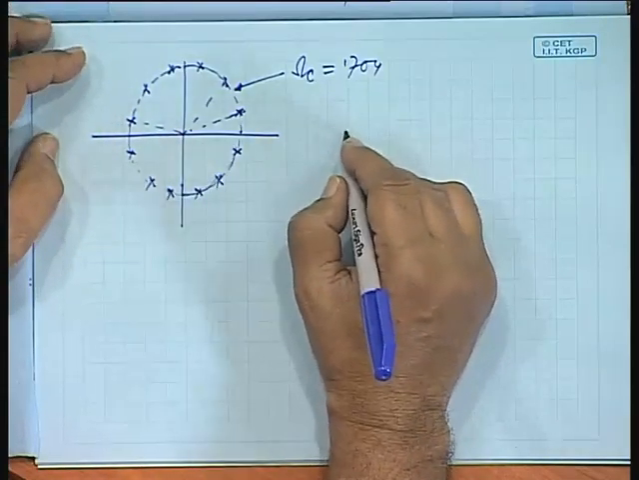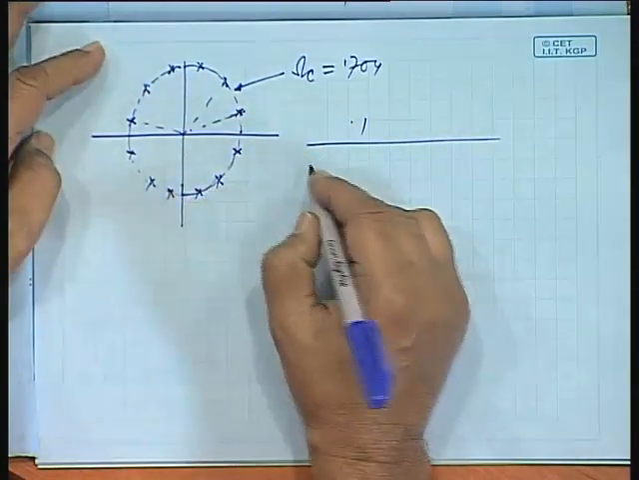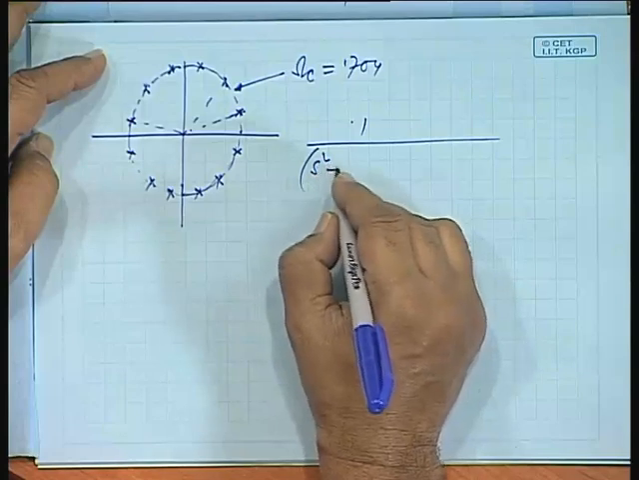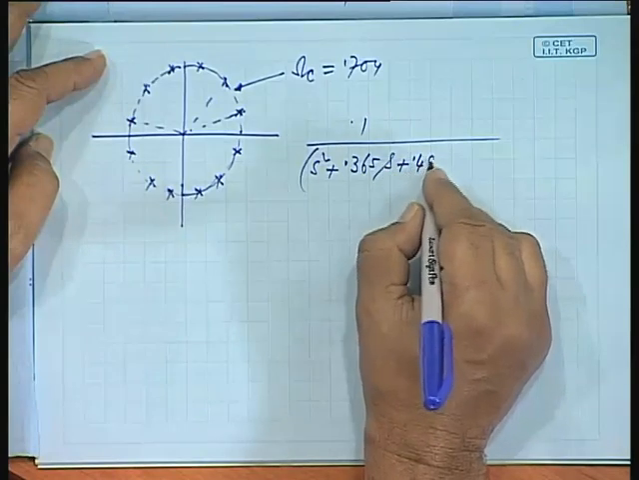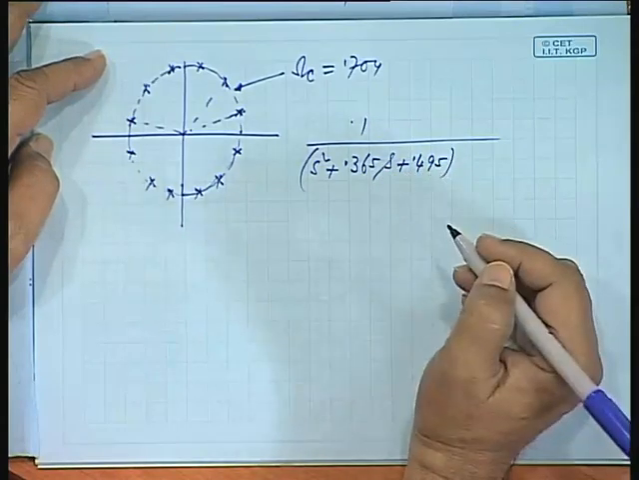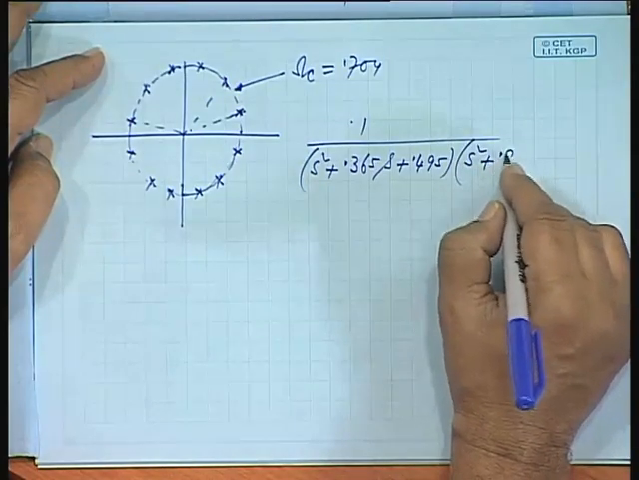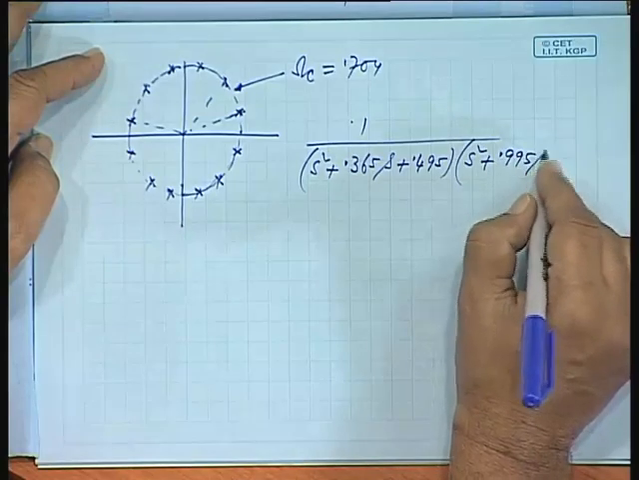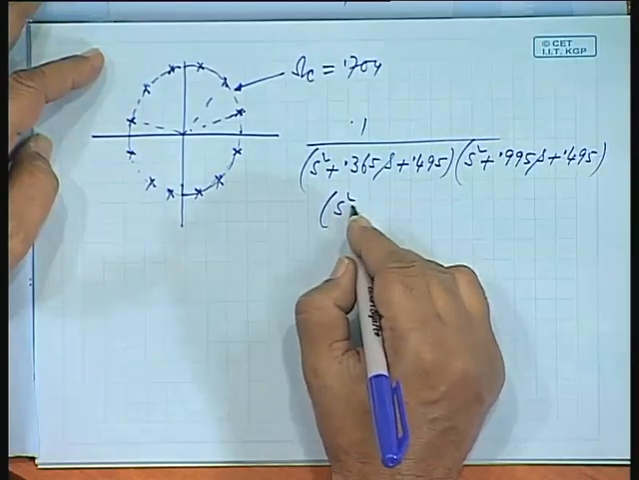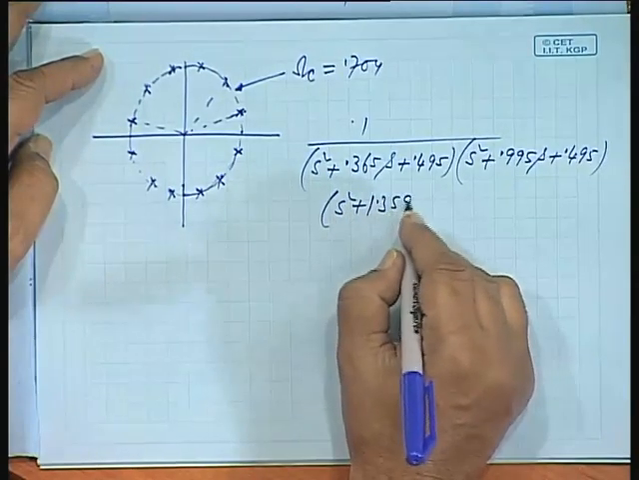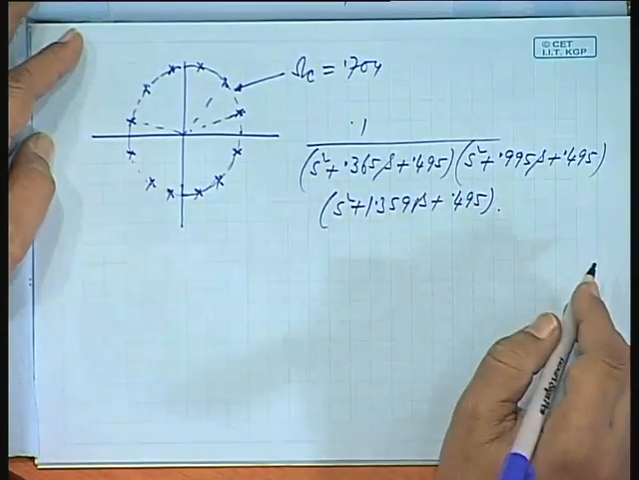So, the polynomials, if you take the pair of roots at a time, you will get s squared plus 0.365 s plus 0.495. After denormalizing, s squared plus 0.995 s plus 0.495 into s squared plus 1.359 s plus 0.495. Okay.